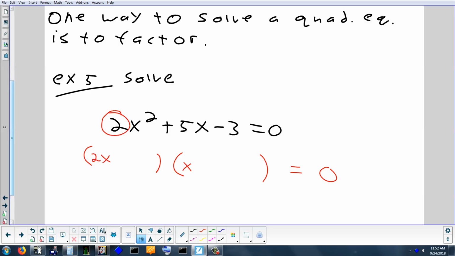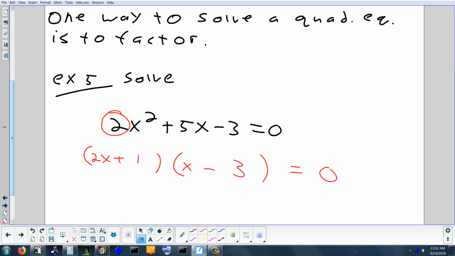Now my signs. I have a negative constant and a positive middle. Does anyone know what my signs have to be in the parentheses? Plus, minus? Yeah, it could be minus plus. We don't know until we put the numbers in here. But it is one of each. And now 2 numbers that multiply to give me 3. Just 1 and 3. So I'll just try it in the order someone said and see if it works.